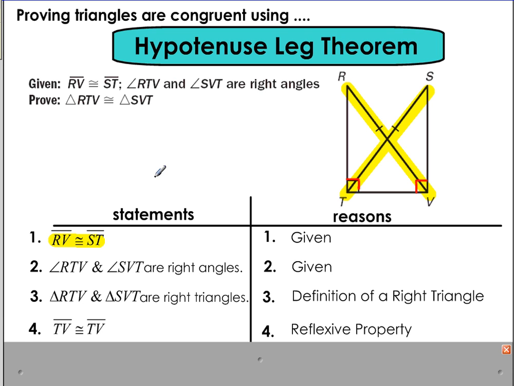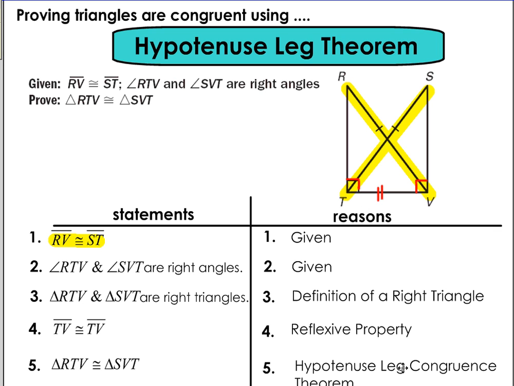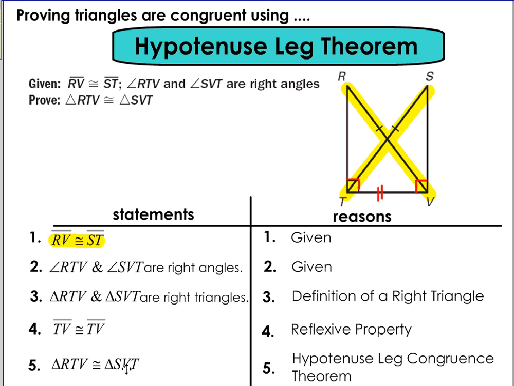The reason for this is the reflexive property. So once we've stated that we have right triangles, shown the hypotenuse to be congruent to the other hypotenuse, and shown another leg to be congruent, we are done, and we can say that the triangles are congruent by the hypotenuse-leg congruence theorem.